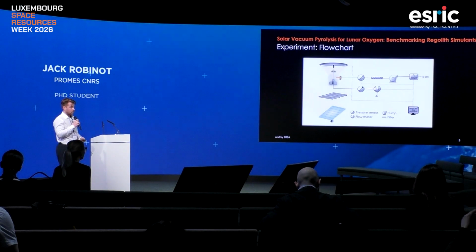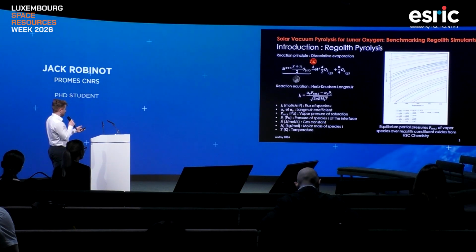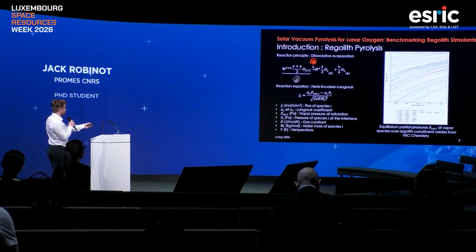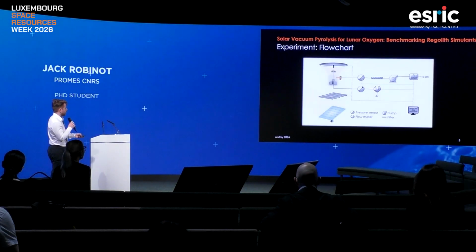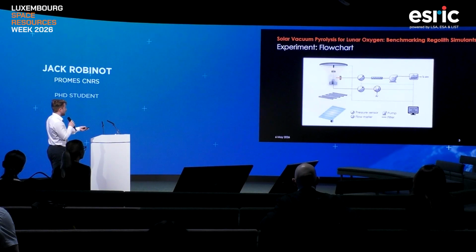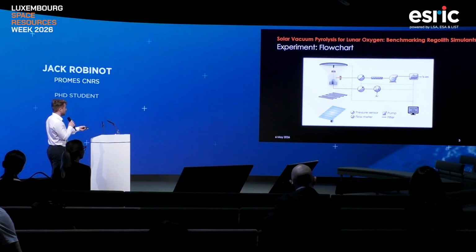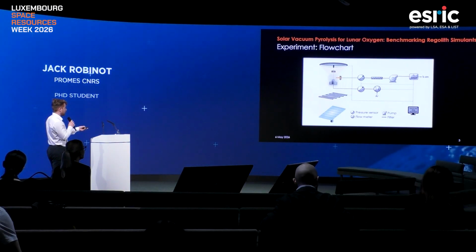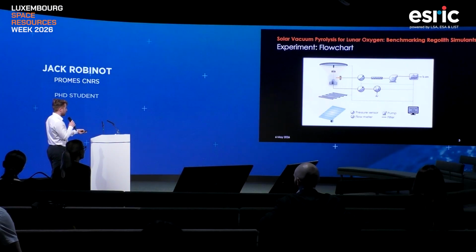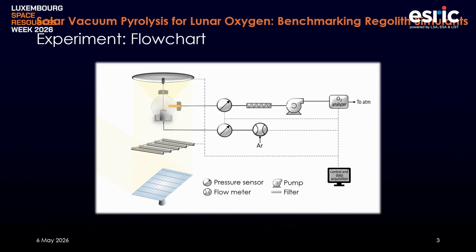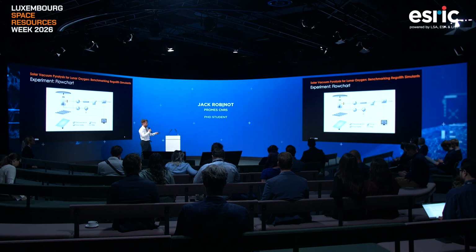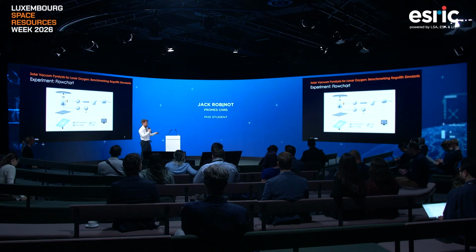Here is a small flowchart of our experimental setup. Here is the pyrolysis reactor, with a pyrometer above it. Here is the parabola, which concentrates the solar energy. Under it, there is a heliostat, which tracks the sun, and some shutters to control the power supplied to the reactor. Here is a cold finger, which is used to condense some vapor.